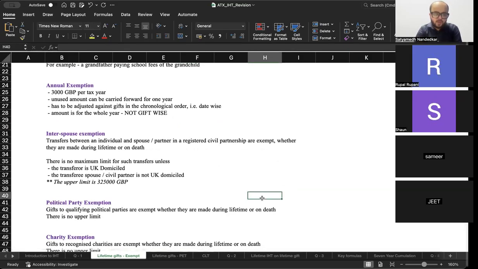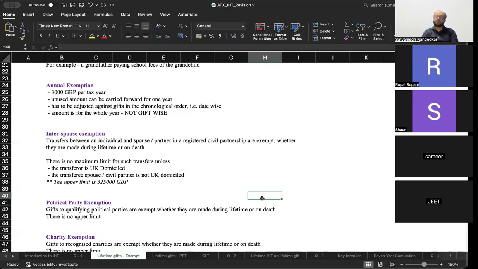Then there is inter-spouse exemption. Transfers between an individual and spouse or partner in a registered civil partnership are exempt, whether they are made during lifetime or on death. There is no maximum limit for such transfers unless the transferor is UK domicile and the transferee spouse or civil partner is not UK domicile, and the upper limit is £3,25,000. So if both spouses are UK domicile, then there is no upper limit on the inter-spouse exemption. We also call it an exempt legacy.